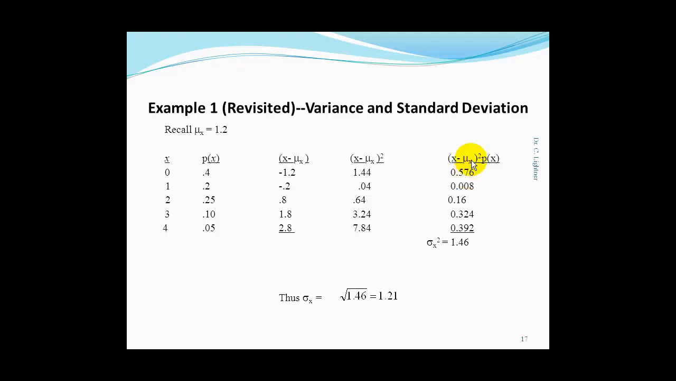After summing up the products for this entire column, we discovered that the variance for the random variable x for this problem was equal to 1.46. The standard deviation is the square root of the variance, which is 1.21.